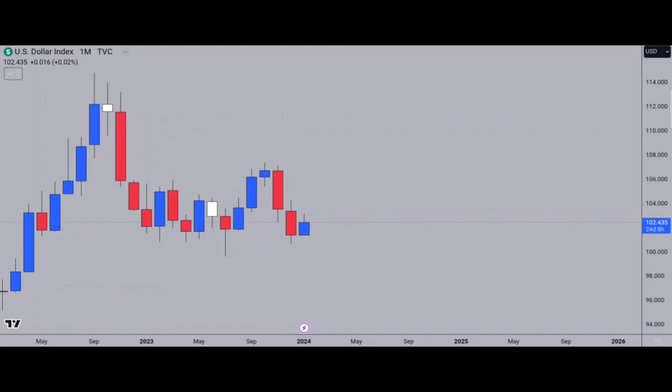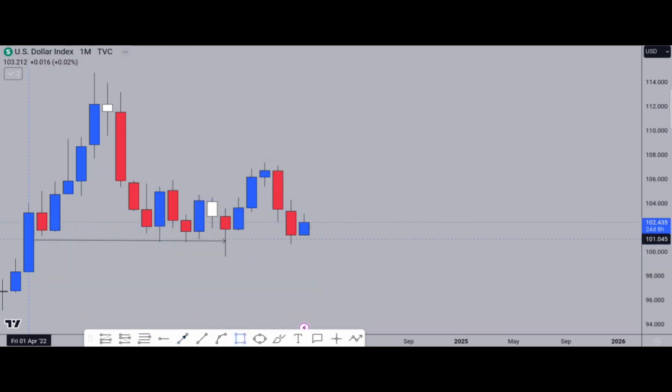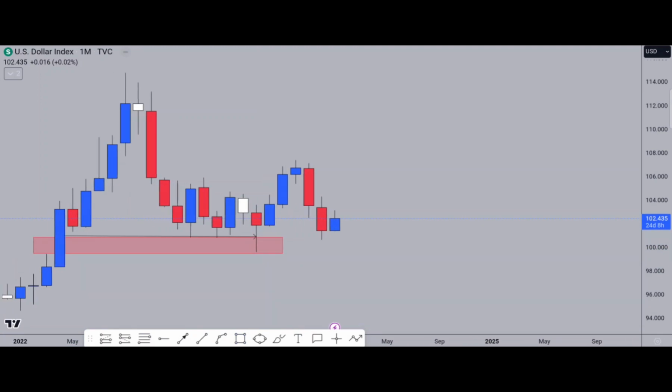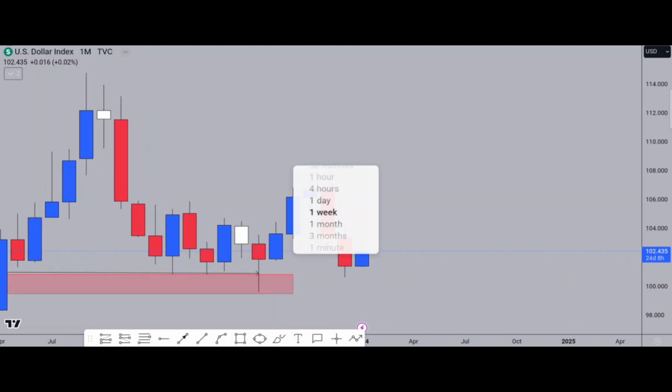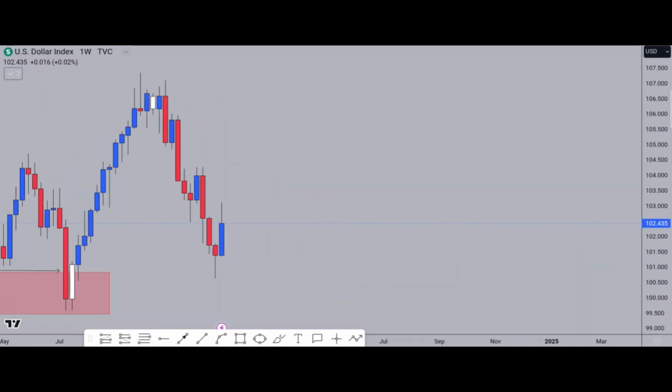So straight away I can see this support level down here is being wicked into, straight into this area. So we had a nice movement to the upside from once it entered the imbalance. So let's move down to the weekly, see what's really happening.